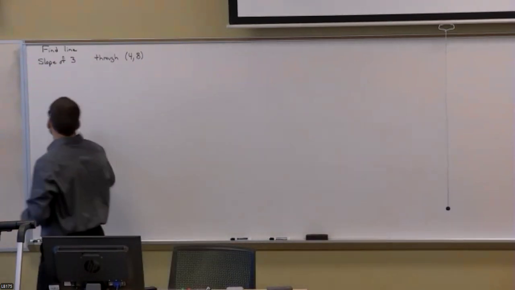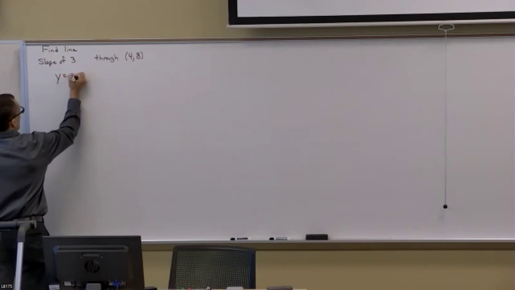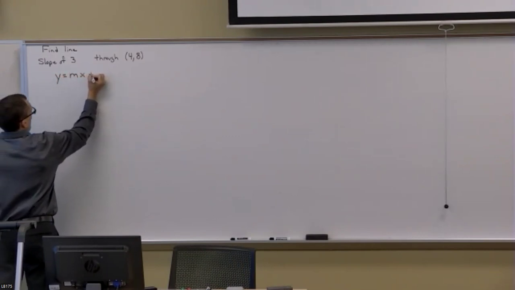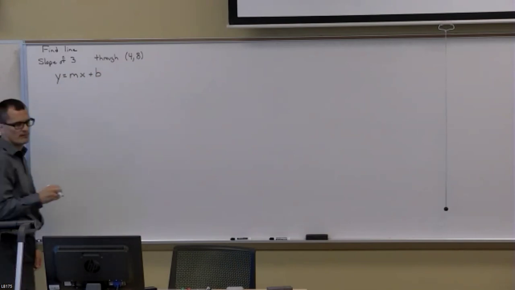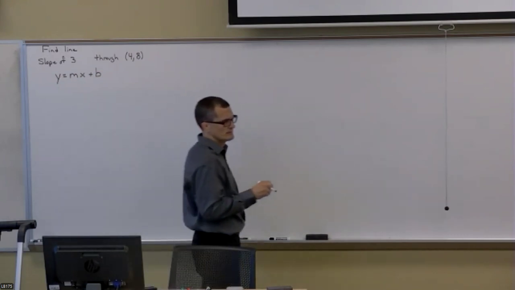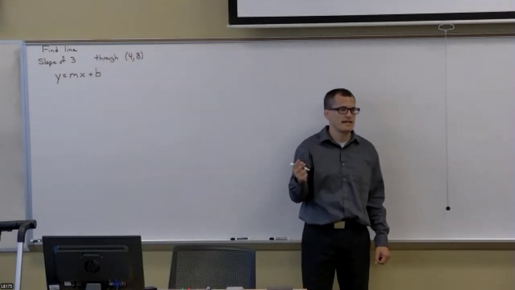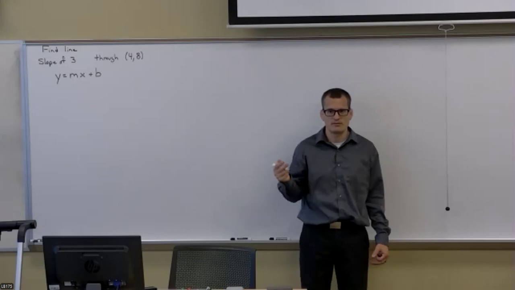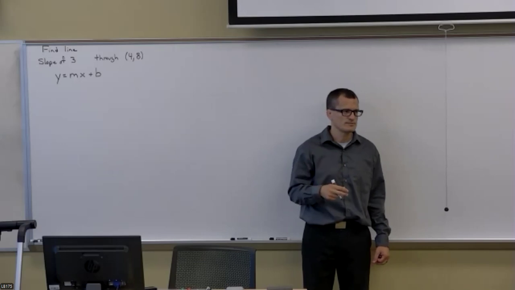Usually what I do, just for the sake of my own thought process, is I write what I'm looking for first. I say I'm going to get the line y equals mx plus b. I'm going to use that form. And then remember, the steps are find the slope, find the b, and we're done. Write the equation. Find the slope, find the b, write the equation.